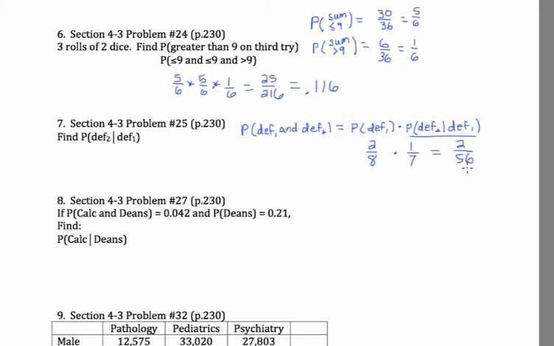But actually, that is not right, because what does the question ask? It only asks for this. Find the probability that you pick a defective switch on the second try, given that you picked a defective switch on the first try, which is just this. It's just this piece of that problem. That's the probability that you get a defective switch on the second try, given that your first one was defective. 1/7.